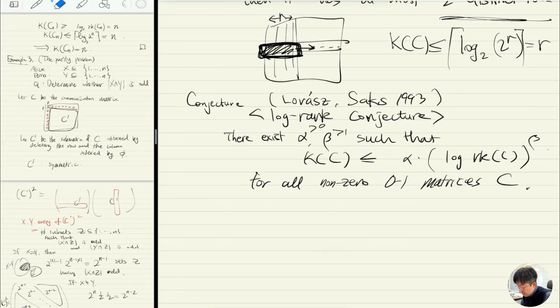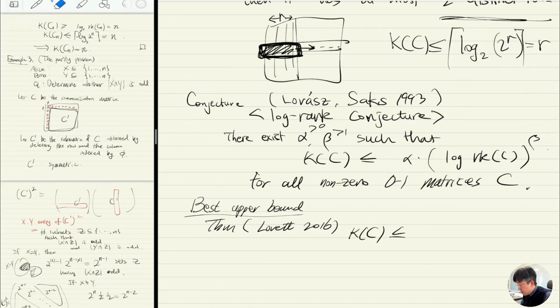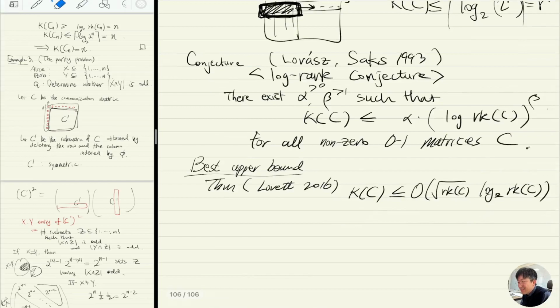Here's the best upper bound known. This is a theorem due to Lovett in 2016. He proved that kappa is at most some constant times the square root of the rank of C times log of the rank of C. Since it's big O notation, you have to assume the rank is big, or increase the constant hugely. So that's the known theorem.